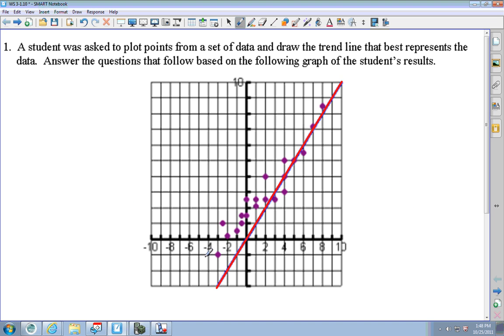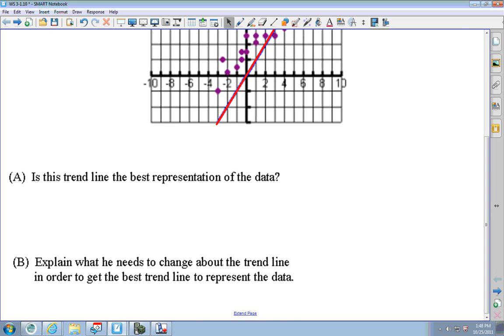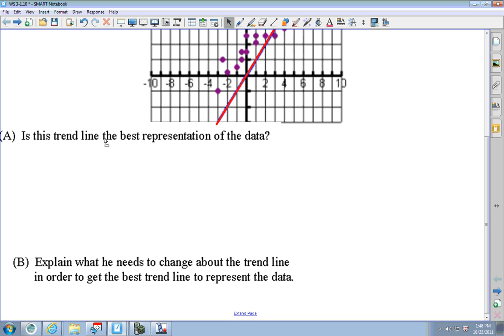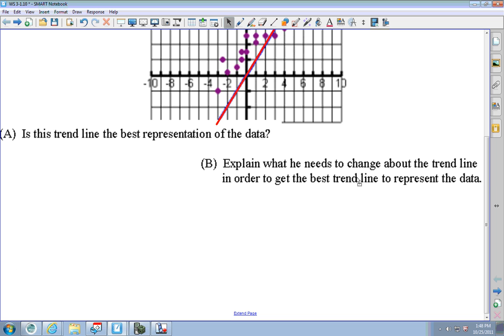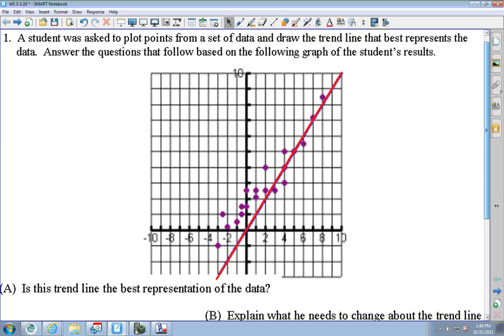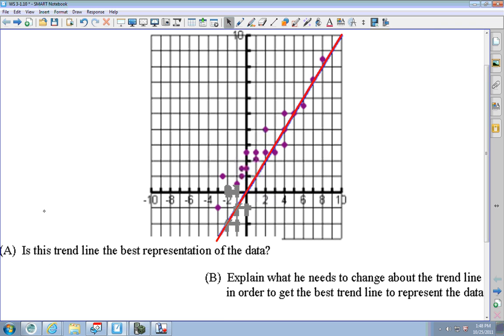Okay, a student was asked to plot points from a set of data and draw the trend line that best represents the data. Answer the questions that follow based on the following graph on the student's results. So let me move some of these things up. Let's see if we can move this up a little bit and look at both of these. Okay, the first thing: is this trend line a best representation of the data? Does this trend line go through the middle of all the points? No, I don't think so. I think we can do something better. So my answer is going to be no.